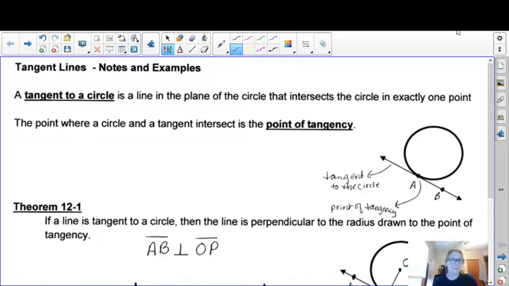All right, guys, today we're going to go ahead and talk about tangent lines. A tangent line is a line that hits a circle at exactly one and only one point. That specific spot where it hits is called the point of tangency.